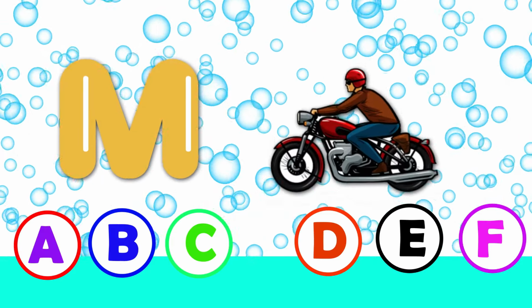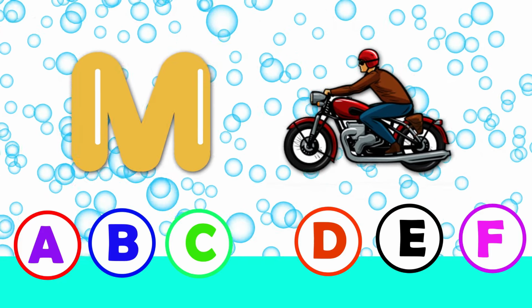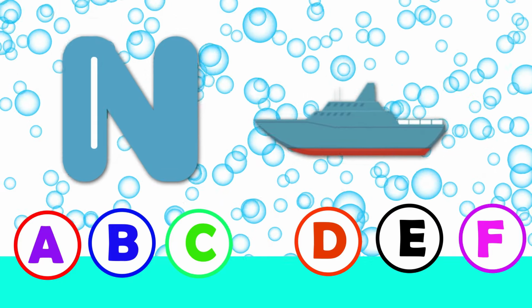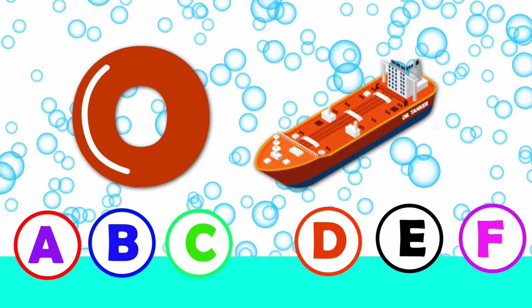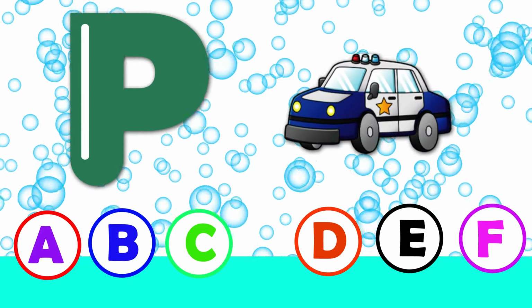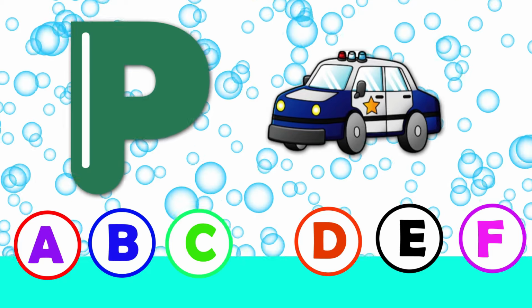M is for motorcycle. M, m, motorcycle. N is for navy boat. N, n, navy boat. O is for oil tanker ship. O, o, oil tanker ship. P is for police car. P, p, police car.